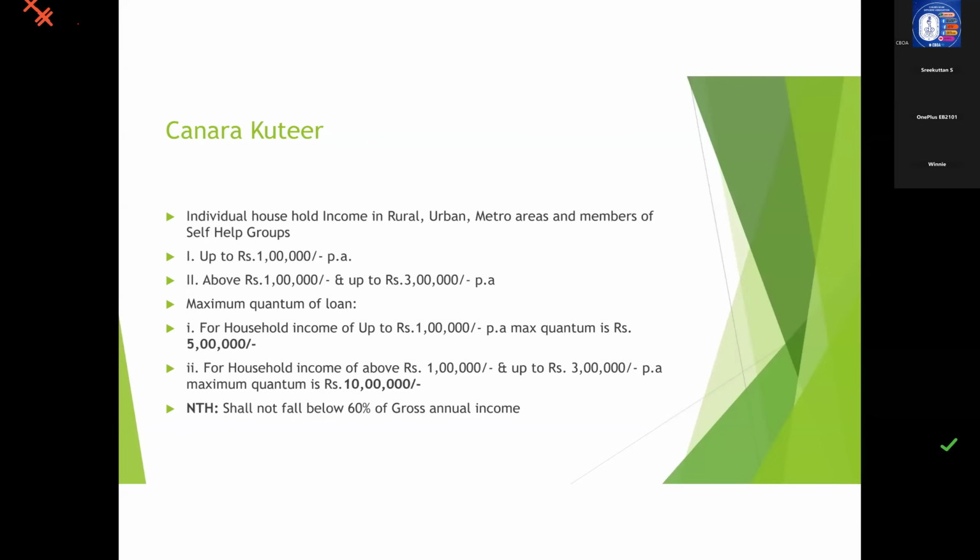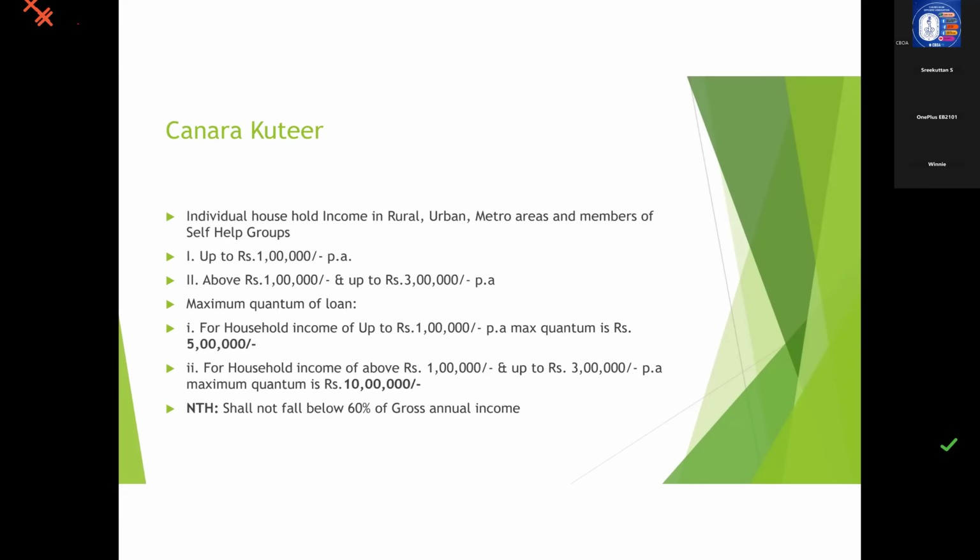Household income means, if there are four members, we have to get the income certificate from the tahsildar or village officer, whoever is the competent authority, and they will be giving the certificate in terms of one single person, but it covers the entire family. Okay, because it is like who are all included in the ration card. Okay, so it is household income.